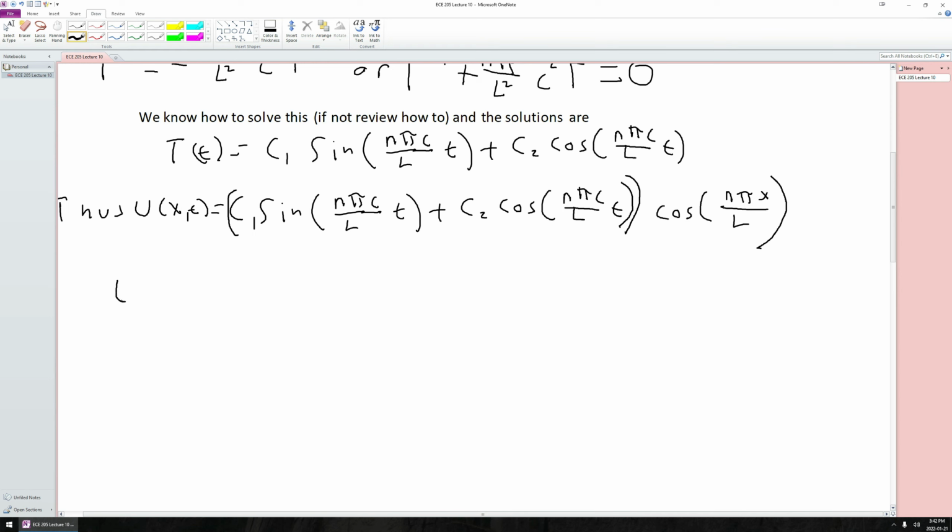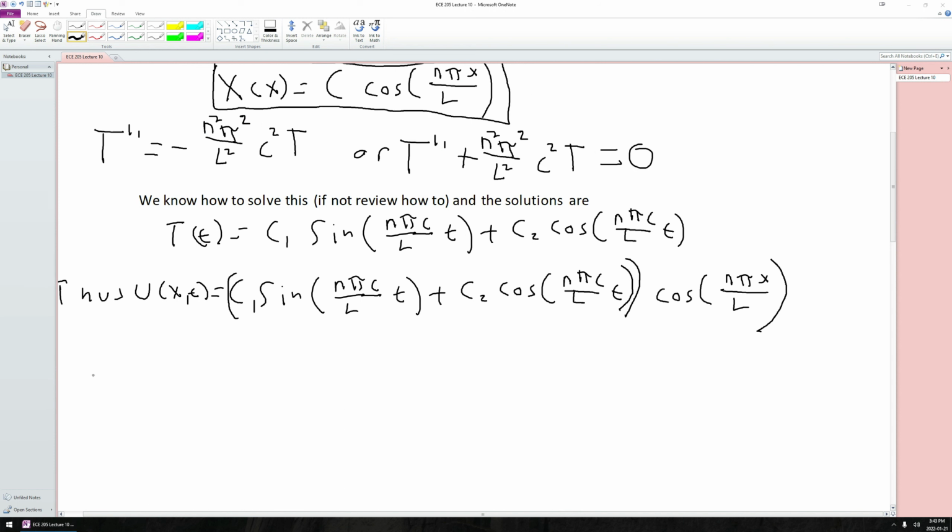So for the first initial condition, I want that arbitrary function that I don't know, but it was given to me, f of x, to be equal to u of x comma 0. Okay, so if I just plug in 0 in here for t, the sine term goes away, and I'm left with c2 times this cosine of stuff, which just goes to 1 when I plug in 0. So it's just going to be c2 cosine of n pi x over L.